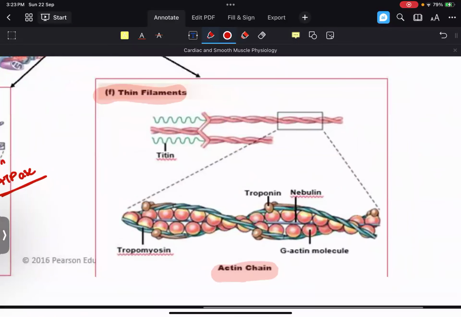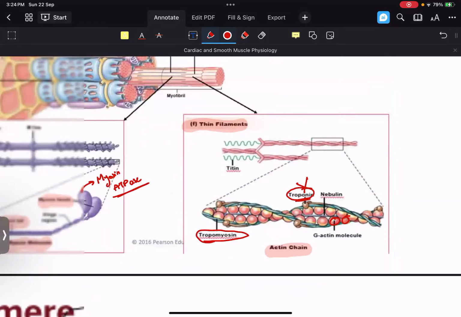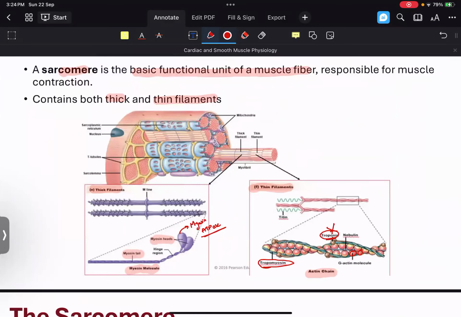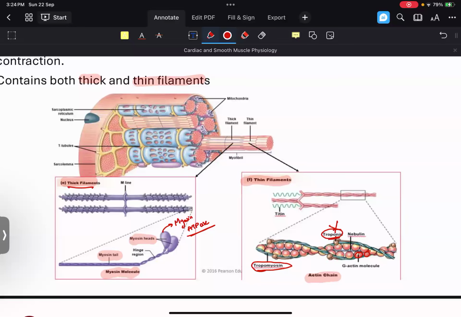On the other hand, your actin has actin molecules over here, those circles, and then it has a tropomyosin, and then it can have troponin depending on what cell you're looking at. If you're looking at a smooth muscle cell, you will not have troponin. But since you're looking at cardiac cells right now, you will have troponin. If this is confusing, that's fine. We will go over this again later in the lecture. For now, what I want you to remember: thick filament, myosin; thin filament, actin.